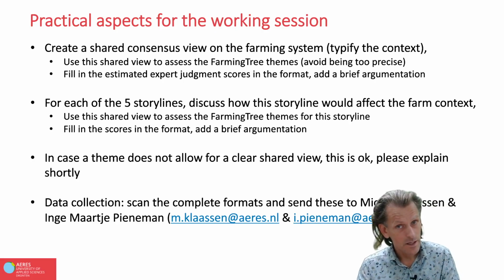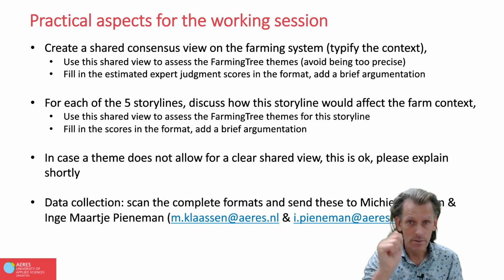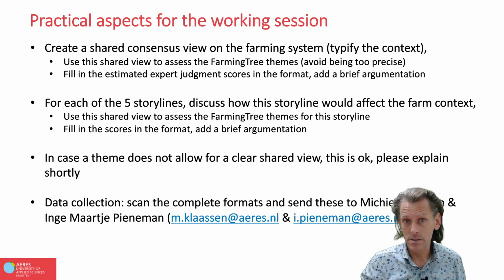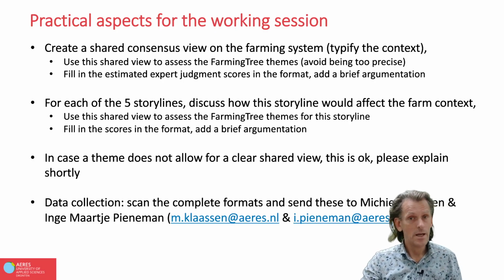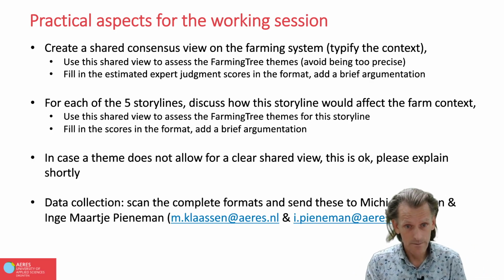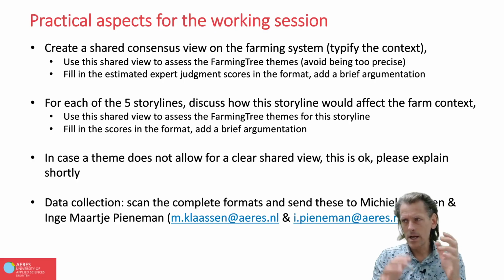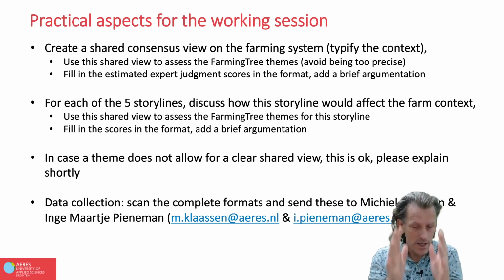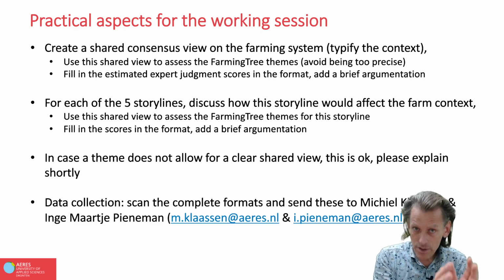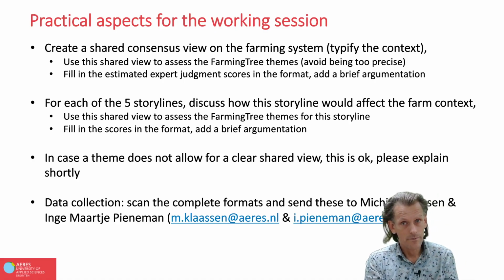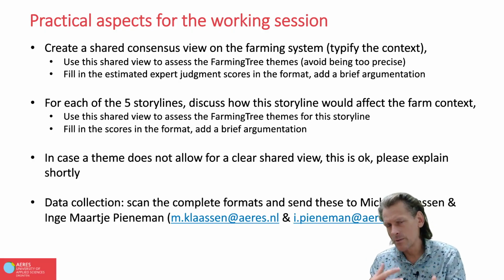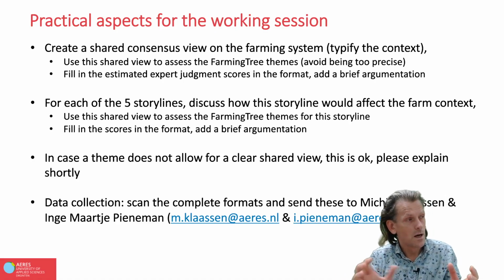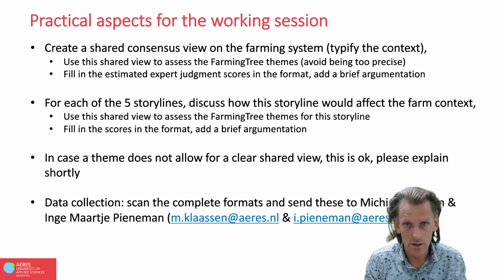Add a brief argumentation why you think this score is the best score to represent the farm and how it develops for that specific farming system. Then for each of the 5 storylines, you can together discuss, okay, for storyline 1, 2, 3, 4 or 5, what would be the effect of this storyline on our average representative farm? What will happen? How will the farmer develop? How will the production system develop? The economic conditions? How will the farmer again optimize production?